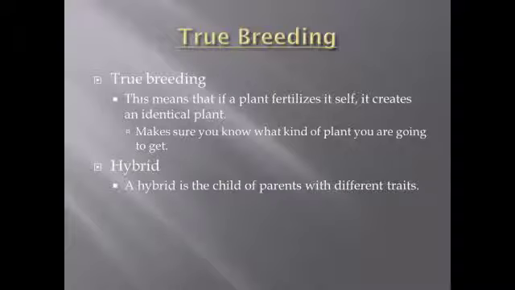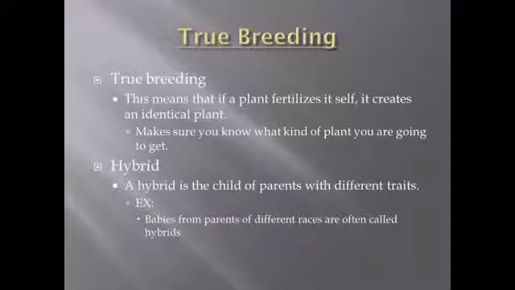Now, a hybrid. A hybrid is a lot of things, but the basic way to look at it is that a hybrid is a child of parents with different traits. This definition is so broad, it's so big, that it basically encompasses almost every single organism. You are a hybrid of your mom and your dad.